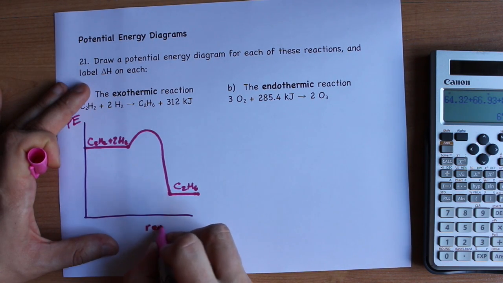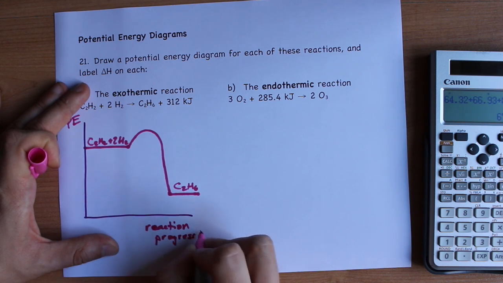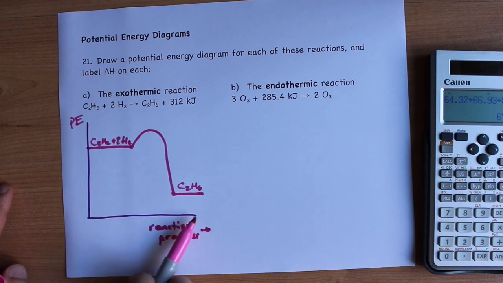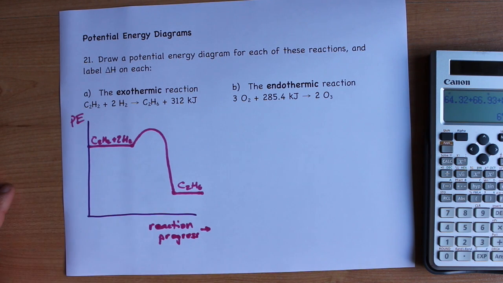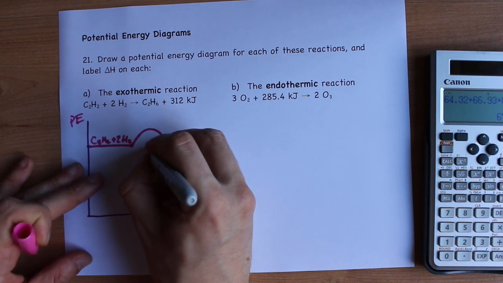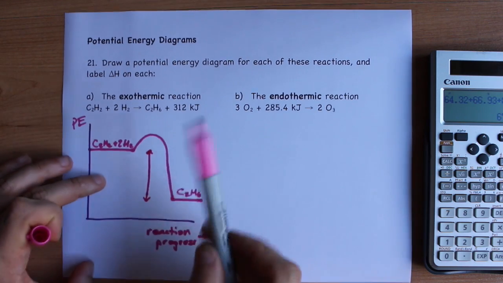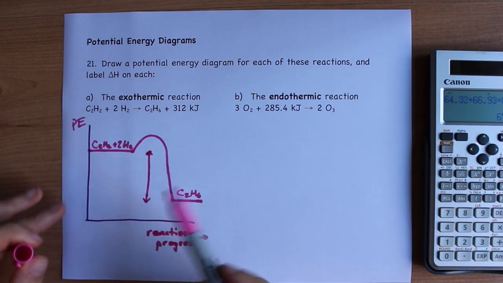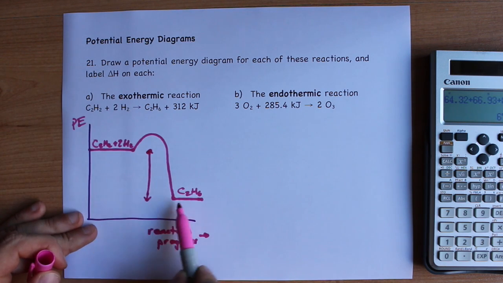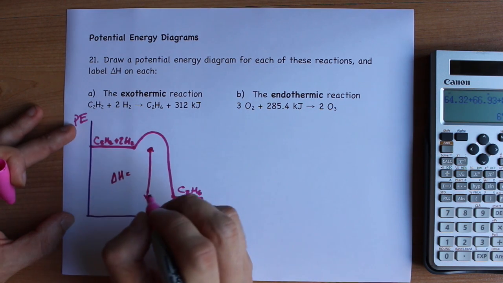We like to label the x-axis reaction progress, because here the reaction has not progressed at all, and here it has fully progressed from reactants to products. And the delta H is the difference in energy between the reactants and the products. I've seen teachers dock marks for not drawing these arrows carefully enough. This arrow has to go all the way up to where the reactants are, and this arrow has to go all the way down to where the products are, but that difference in energy is your delta H.